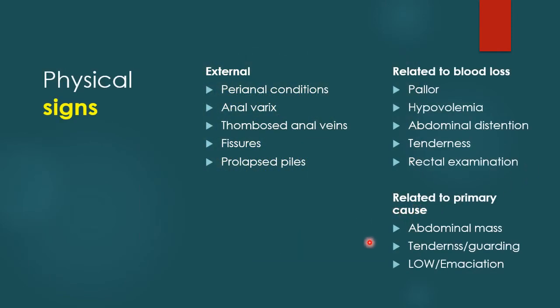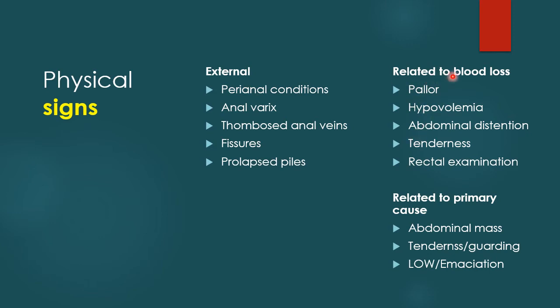Okay, what are the physical signs in patients with lower GI bleeding? First, external examination may reveal perianal conditions like anal tumors or growth over the anal region, fissures, or you can also have fistula in ano. Anal varices can also be seen externally. At times, thrombosed anal veins, fissures, and prolapsed piles. Okay, these can be clearly examined by physical examination.